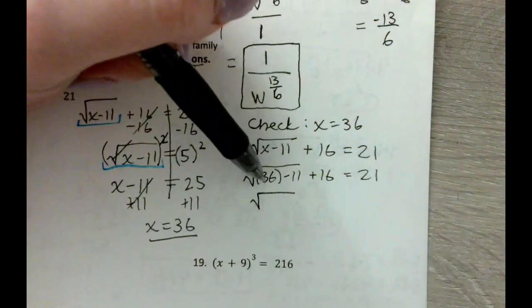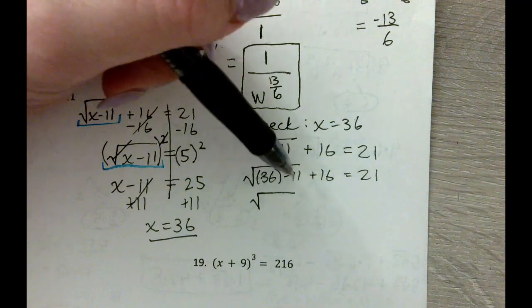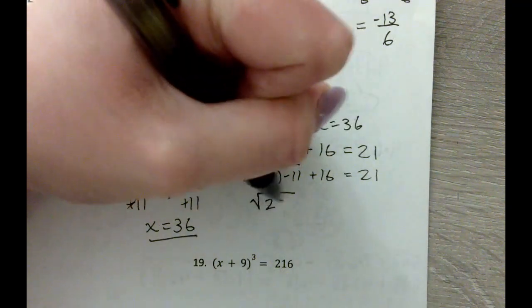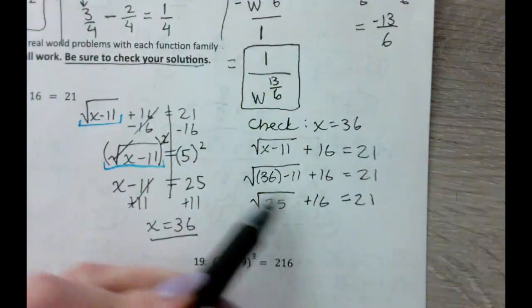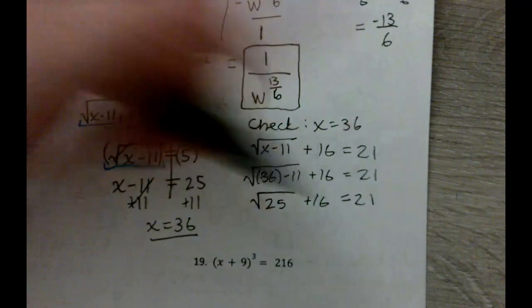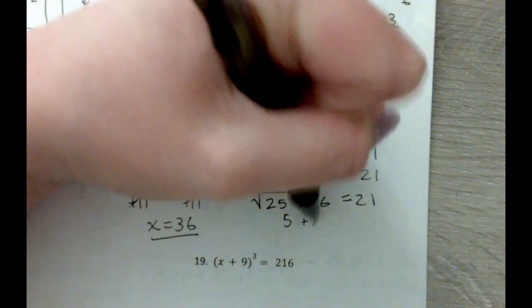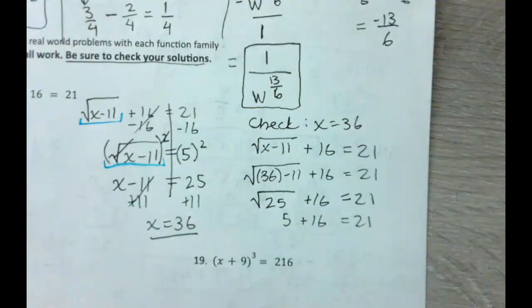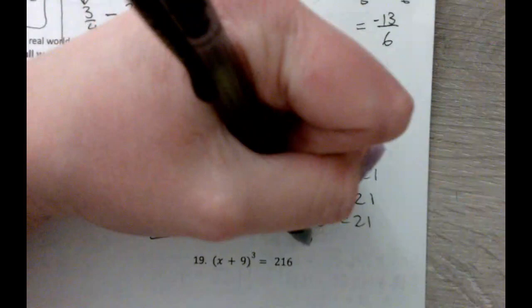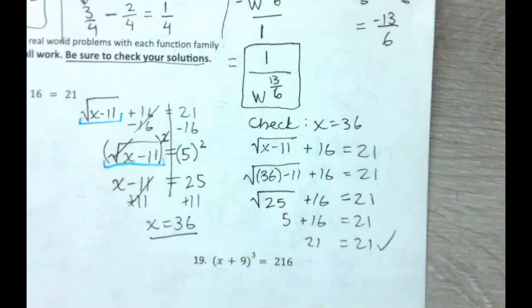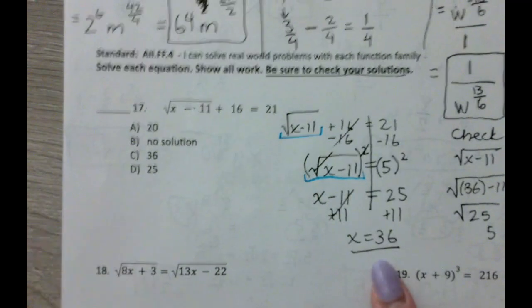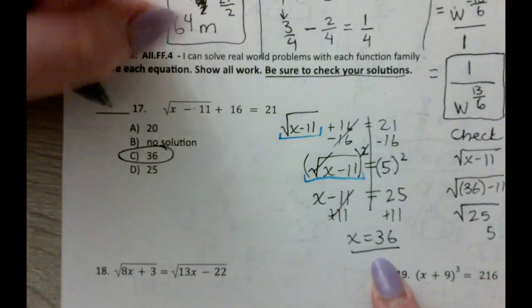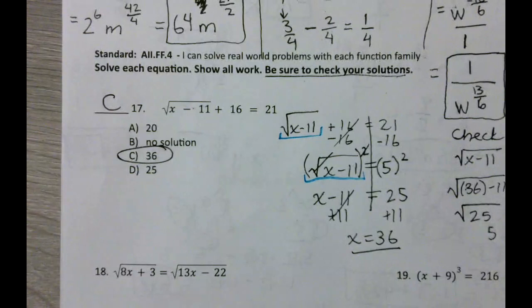Square root, 36 minus 11, that's going to be 25, plus 16 equals 21. Square root of 25, that is a perfect square, it's 5. 5 plus 16 equals 21. 5 plus 16 is 21. So that worked. So, x does equal 36. That is the correct answer. My solution worked.